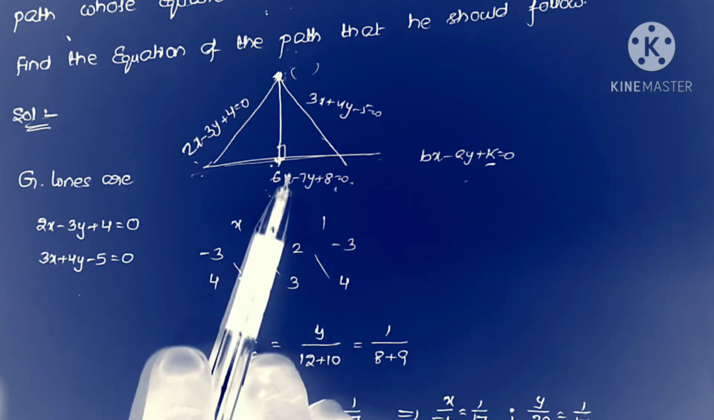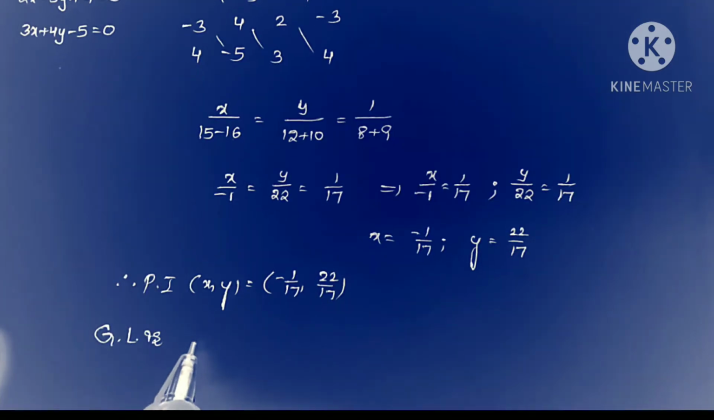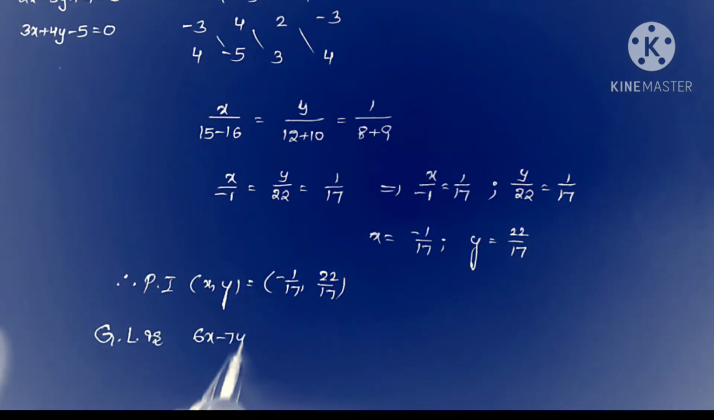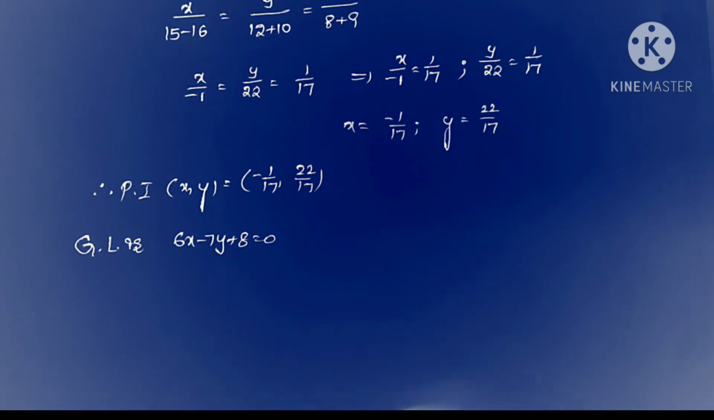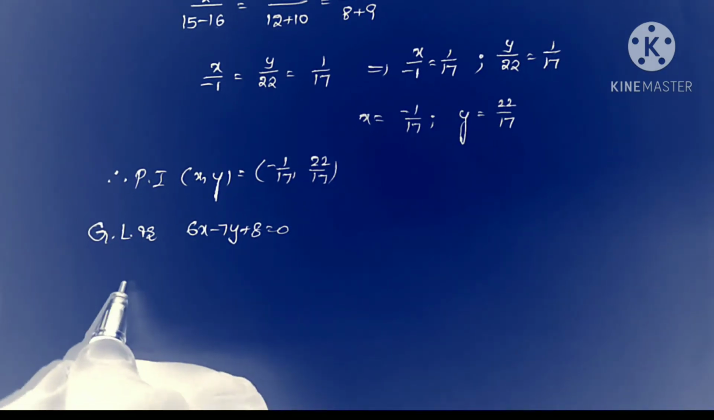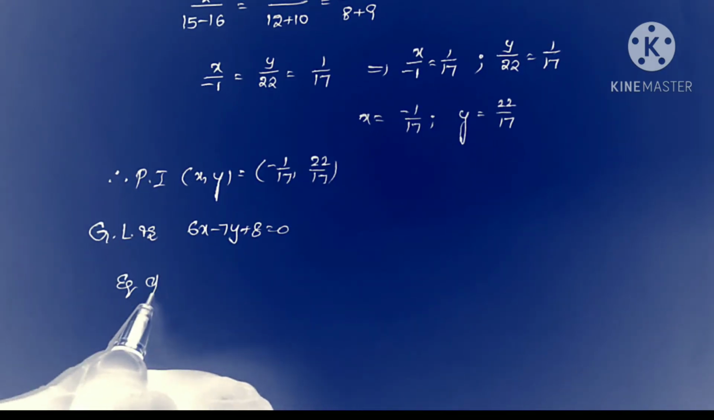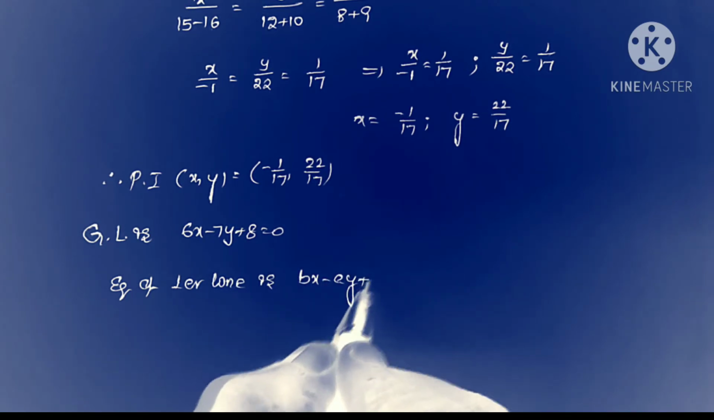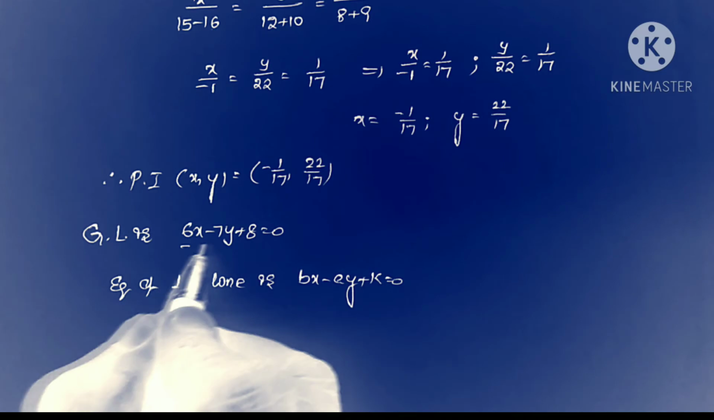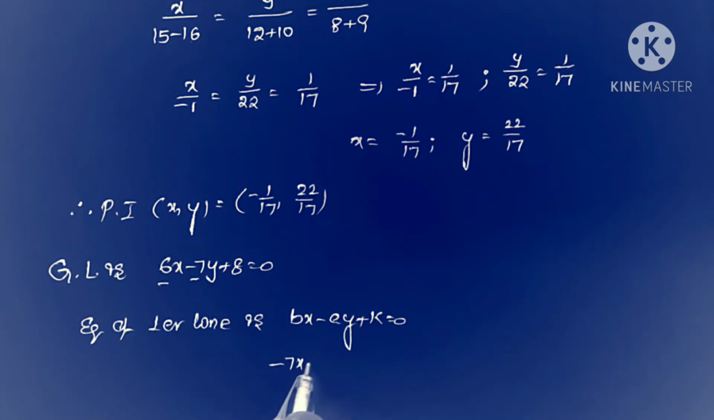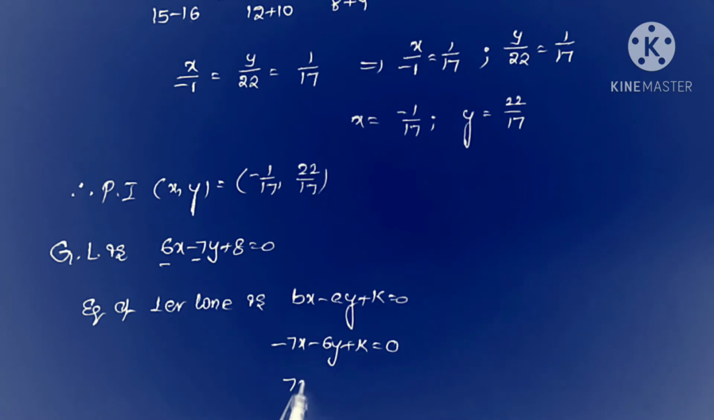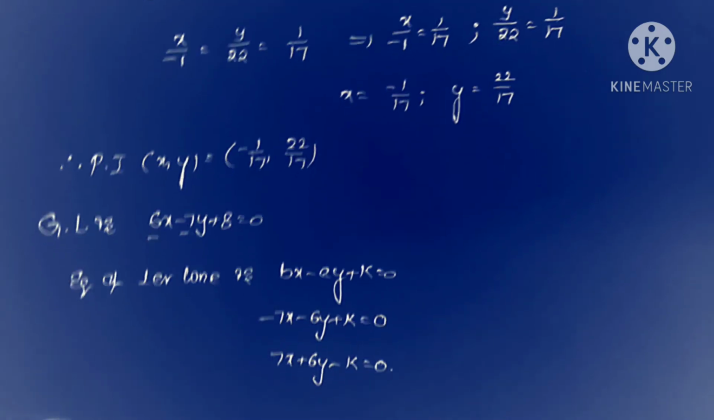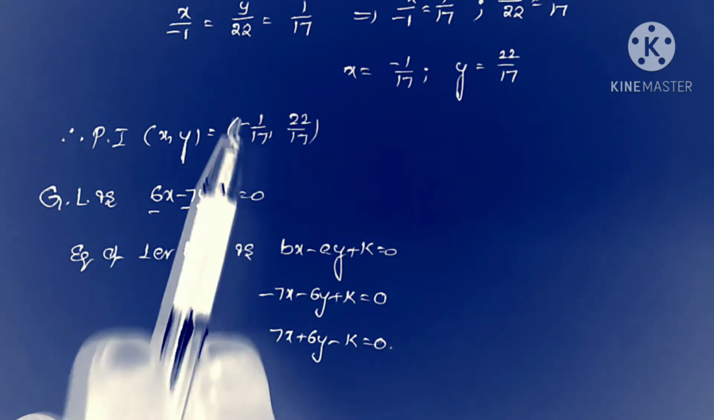Now we want the perpendicular equation to this line. The given line is 6x minus 7y plus 8 equal to 0. Now we are finding the equation of the line perpendicular to this one. What is the equation of the perpendicular line? The formula is bx minus ay plus k equal to 0. What are the a, b values? a is equal to 6, b is equal to minus 7. So minus 7x minus 6y plus k equal to 0. Taking the minus sign out, we get 7x plus 6y minus k equal to 0. Now, it passes through the point of intersection. So replacing that point here.